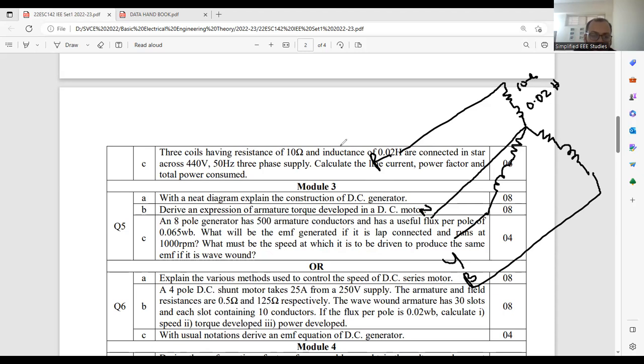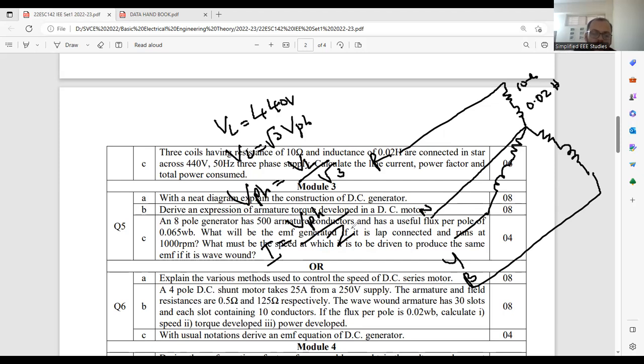Calculate the line current. But what are the things they have given? Line voltage is given. Line voltage is how much? 440 volt. From the line voltage, you can calculate phase voltage. So VL is equal to root 3 V phase. Correct? From this equation, you can calculate V phase, VL divided by root 3. First procedure. Once you get to know the value of V phase, you can calculate the current. I is equal to V phase divided by impedance.